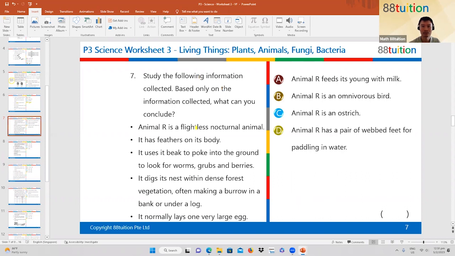Study the following information collected. Okay, what can you conclude? R is a flightless nocturnal bird. Nocturnal, Haris, nocturnal means active at night. So maybe can you write in a text box here, active at night, okay?